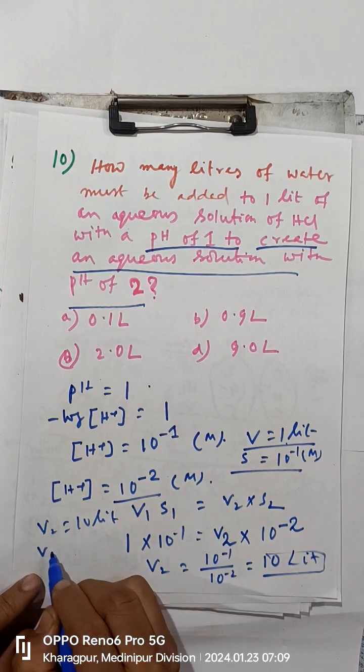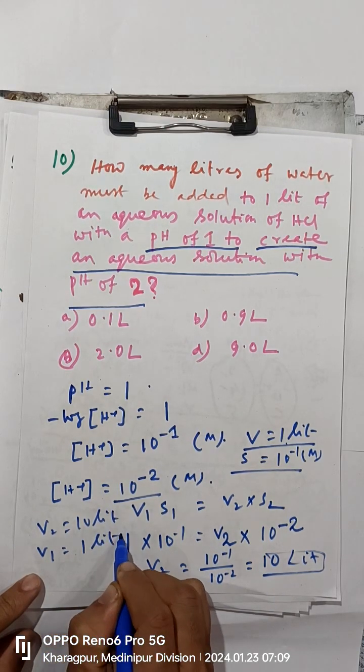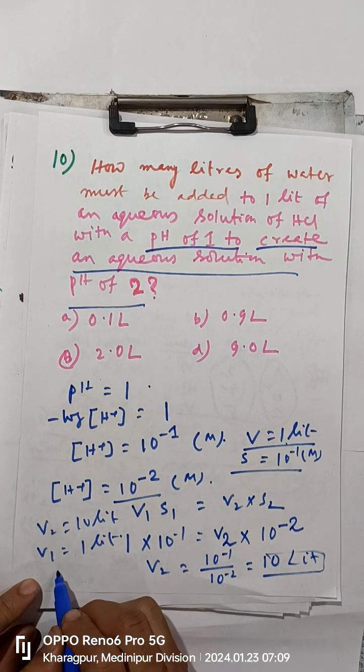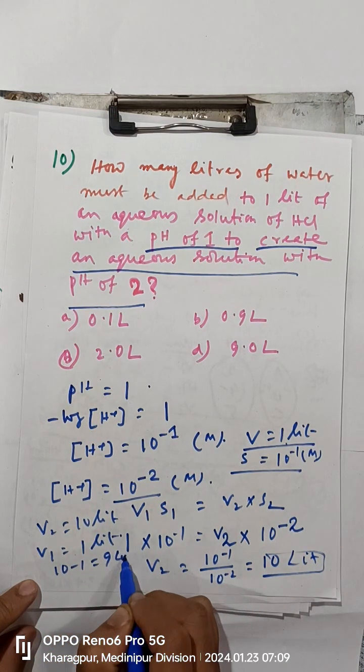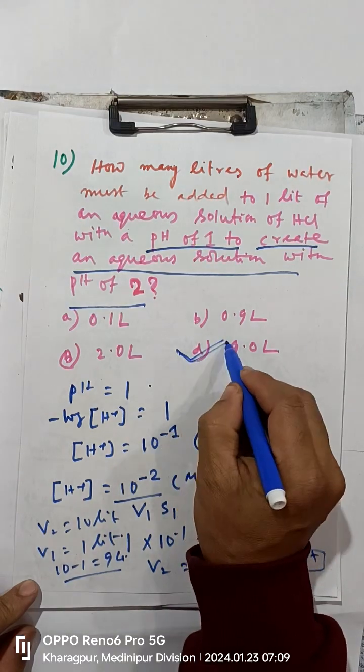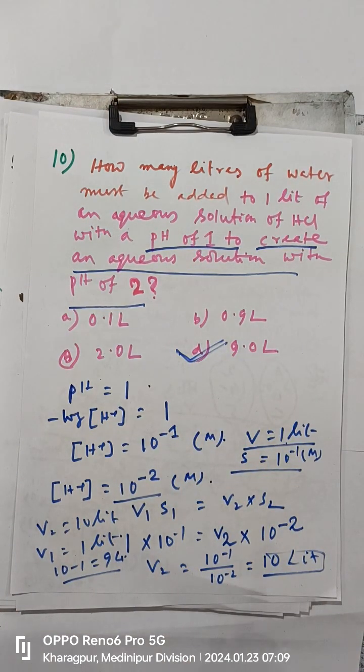So initial volume was V1 is equal to 1 liter. So how much water do you have to add? Just subtract it. 10 minus 1 is equal to 9 liters. So the answer will be 9.0 liters. I think this is clear, it is clear for all of you.